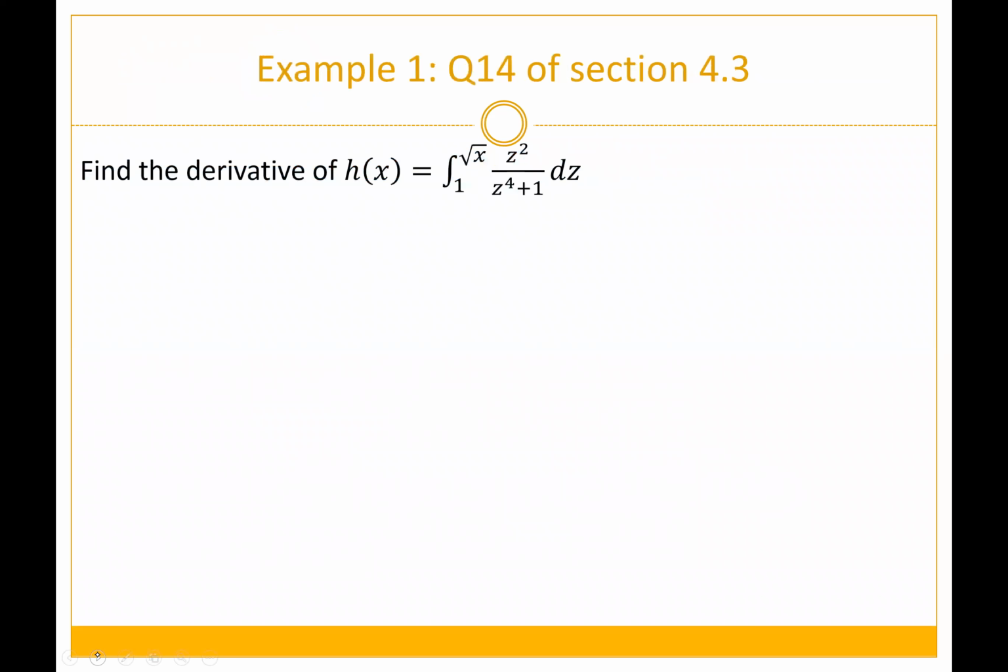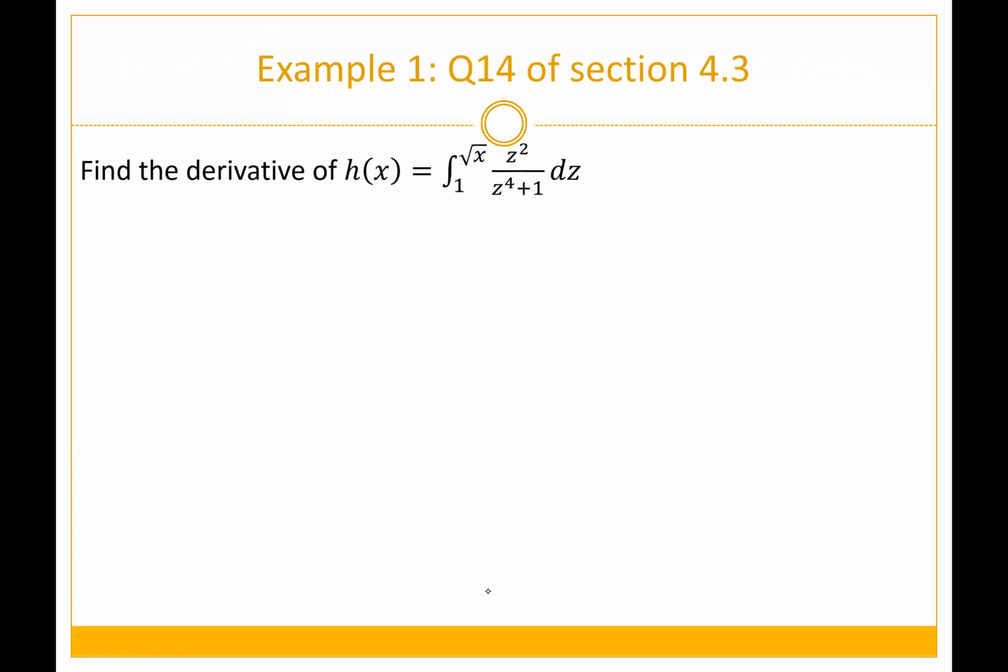The first example is question 14 of section 4.3 in the book. Find the derivative of h(x), where h(x) is the integral from 1 to square root of x of z squared over z to the fourth plus 1 dz. And so for this one, we're going to use the fundamental theorem of calculus to solve it.